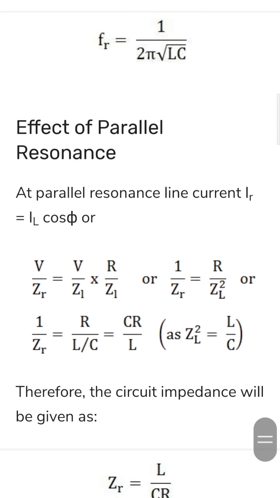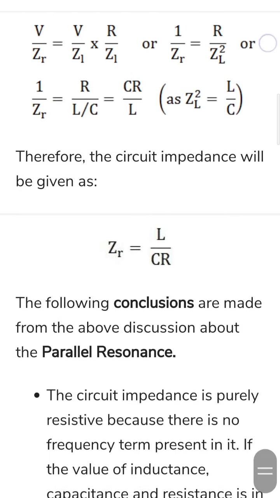The effect of parallel resonance. At parallel resonance, in the line circuit, IR equal to IL cos phi, or V by ZR equal to V by ZL into R by ZL, or 1 by ZR equal to R by ZL square, or 1 by ZR equal to R by L by C, that is equal to CR by L, as ZL square is equal to L by C. Therefore, the circuit impedance will be given as ZR equal to L by CR.